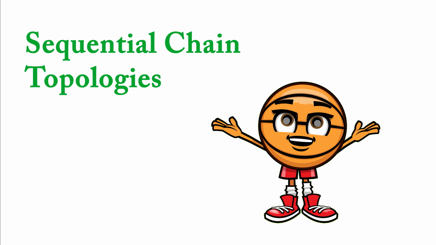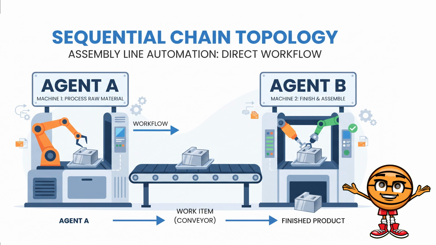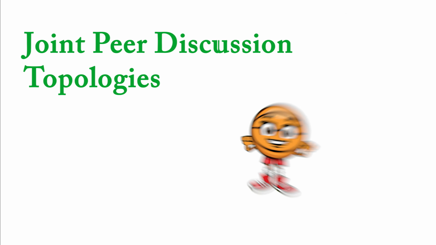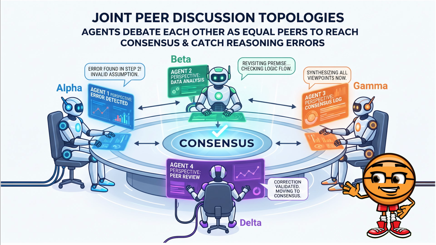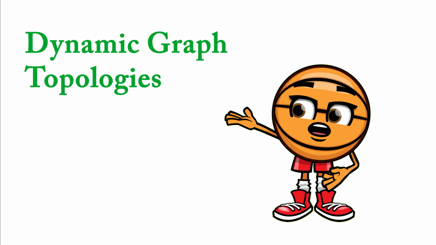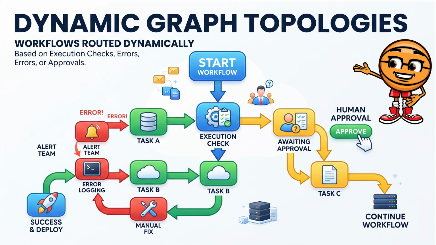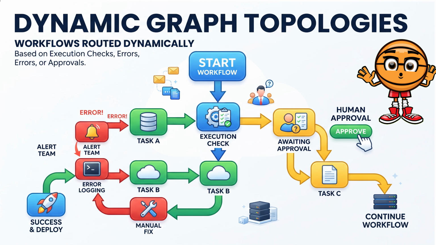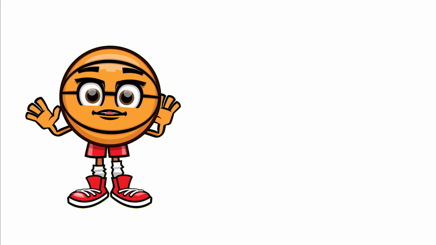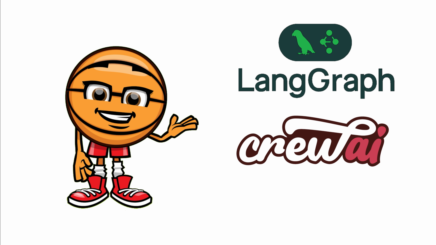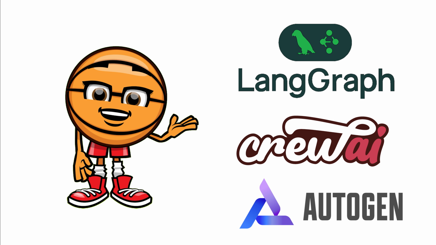Sequential chain topologies. Assembly line automation, where agent A passes its work directly to agent B. Joint peer discussion topologies. Agents debate each other as equal peers to reach a consensus and catch reasoning errors. Dynamic graph topologies. Workflows routed dynamically based on real-time execution checks, error triggers, or human approvals. Frameworks like LangGraph, CrewAI, and Microsoft's AutoGen allow developers to build these multi-agent teams today.